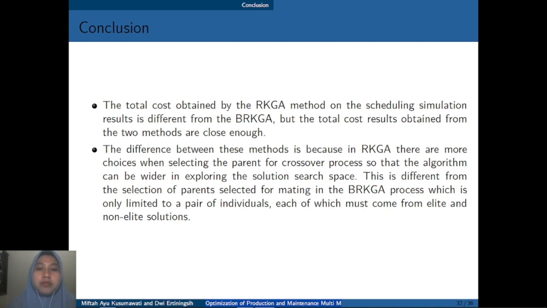And this is the scheduling result using biased random key genetic algorithm. The total cost obtained by the random key genetic algorithm on the scheduling simulation results is different from the biased random key genetic algorithm, but the total cost results are close enough. The difference is because in random key genetic algorithm there are more choices when selecting the parents for the crossover process, so the algorithm can be wider in exploring the solution search space. This is different from the biased random key genetic algorithm, where parents selected for mating are limited to a pair of individuals, which must come from elite and non-elite solutions.